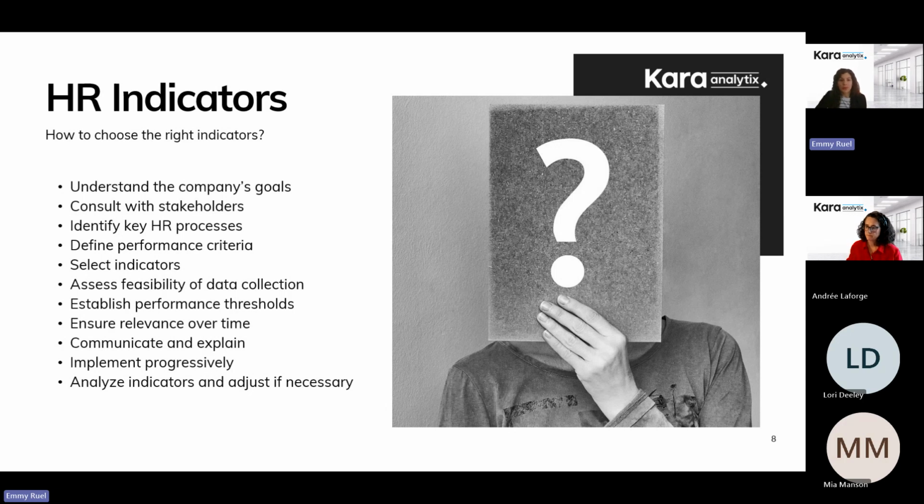You don't need to have 50 indicators. You will not be able to track them all. So start small, start with 5 KPIs. And once you've mastered them, add more.